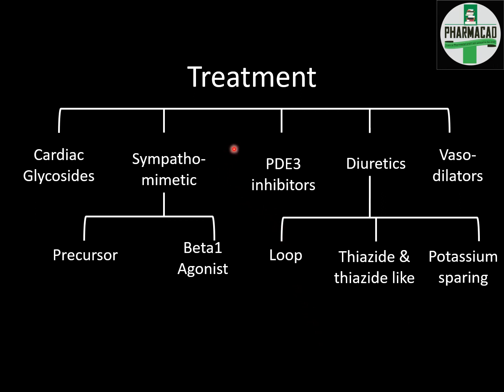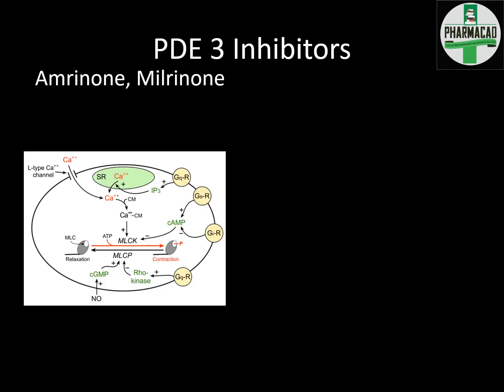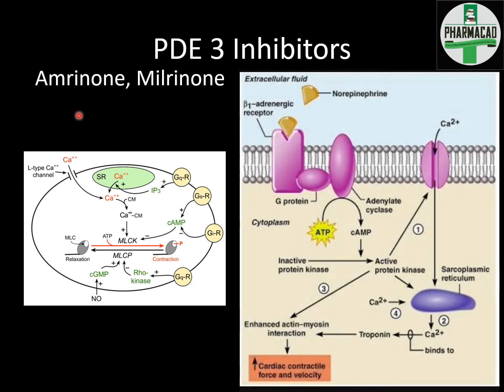The last part remaining in this topic is PDE3 inhibitors, that is phosphodiesterase 3 inhibitors. There are two drugs in this class, amrinone and milrinone. We have seen the role of cAMP in smooth muscle cells and cardiac myocytes, how it is helping in CHF. So we know that increased cAMP levels in smooth muscle cells as well as in cardiac myocytes are important for CHF, right? Beneficial for CHF.